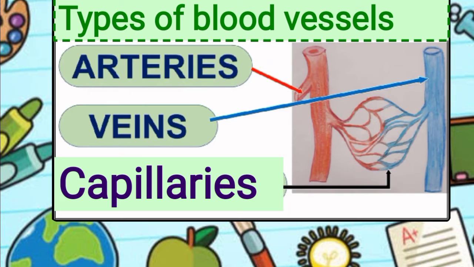So blood vessels are thin tube-like structures that start from the heart and run through the entire body, forming a network. And they carry blood from the heart to all the parts of the body, and from different parts of the body back to the heart.